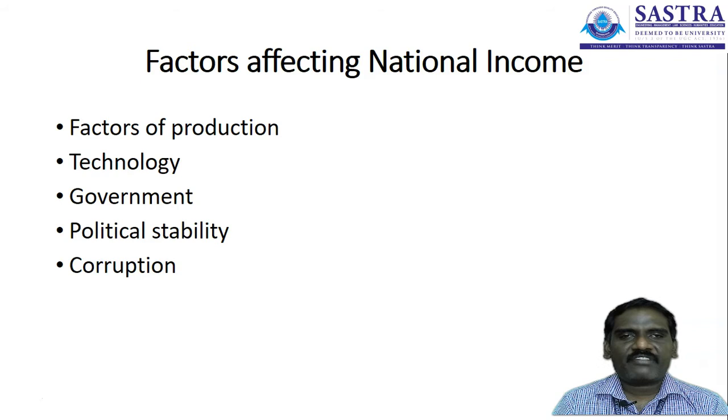So the first one is the factors of production. There is scarcity of resources, which affects the productivity of the nation. This may happen if resources are not properly available. The factors of production are land, labor, capital and organization. Together they are the major factors of production.